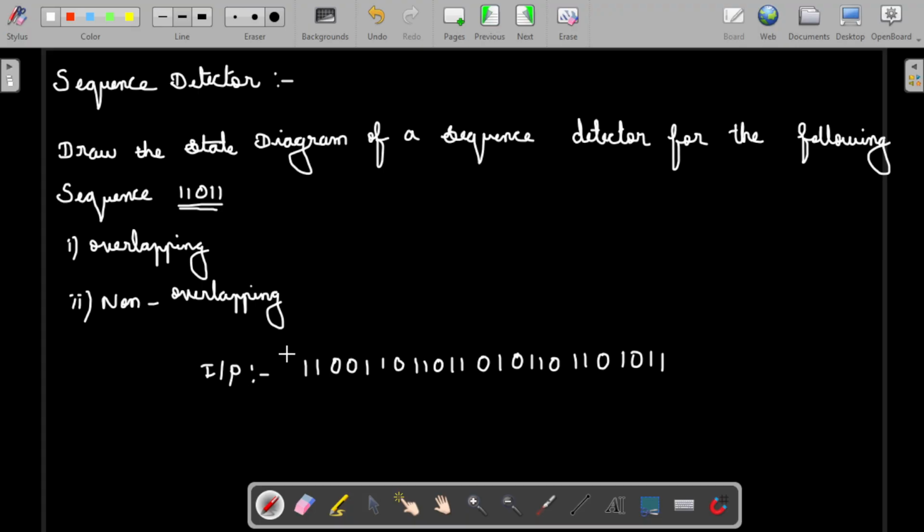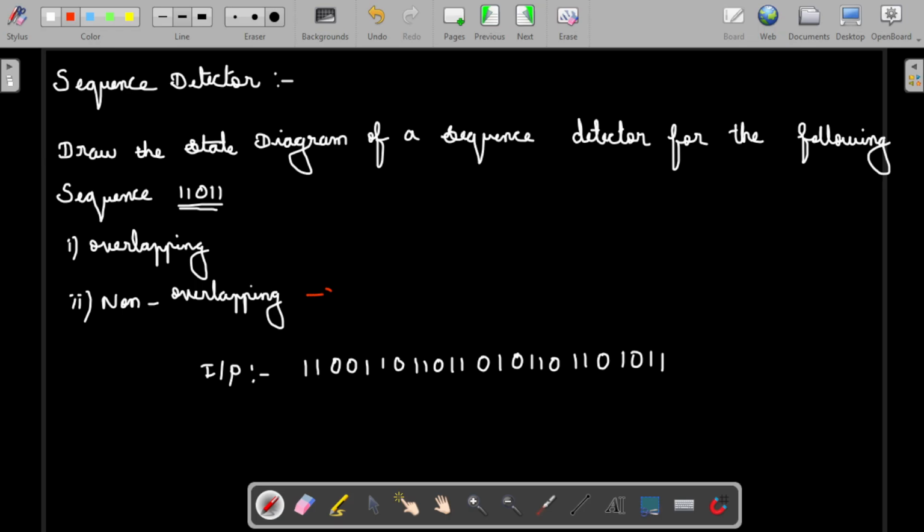The output is taken from the Mealy machine output only. For an analysis problem this can be done, but here we are going to design the system, so we will be getting only an input sequence, and we need to find where the sequences are detected. Two things we have to do: one is overlapping and another one is non-overlapping. First let me do the non-overlapping sequence.